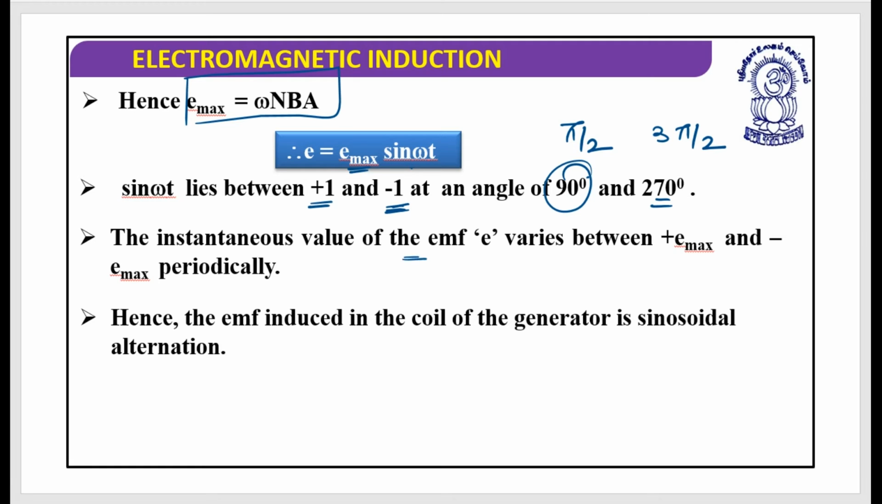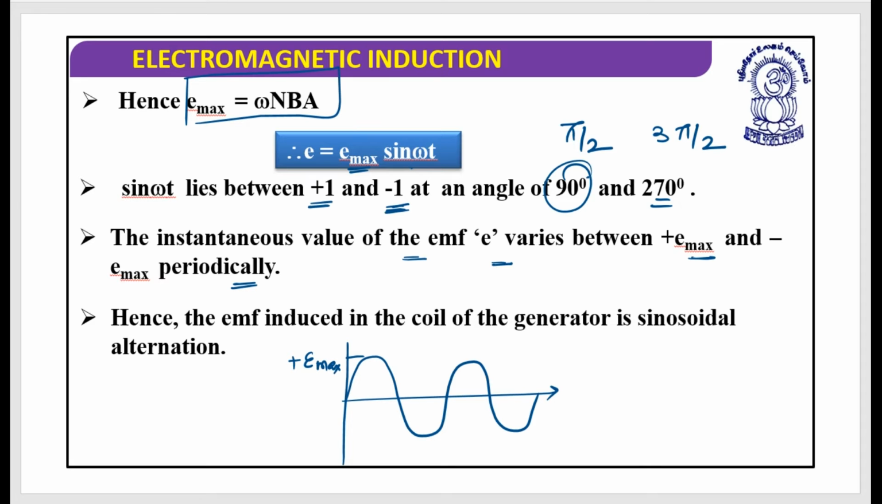The instantaneous value of the EMF E can vary between plus Emax and minus Emax periodically. It is something like this. In the next unit we are going to observe this. This is plus Emax, this is minus Emax. This is varying sinusoidally. Hence the EMF induced in the coil of the generator is a sinusoidal alternation. I hope this is clear, and this is how a generator works.